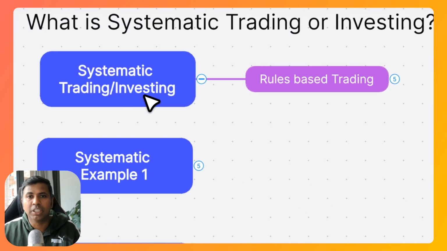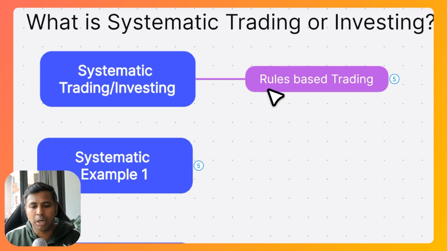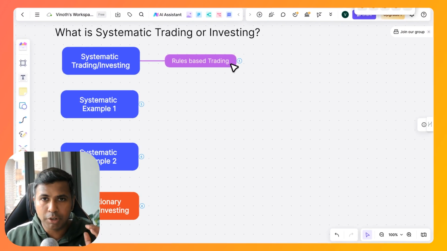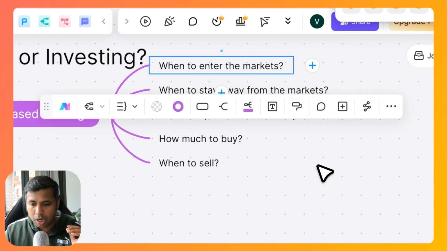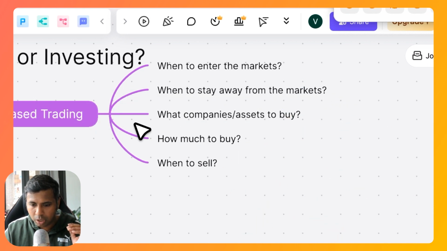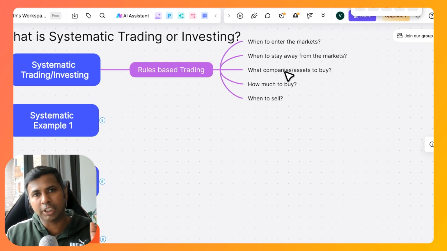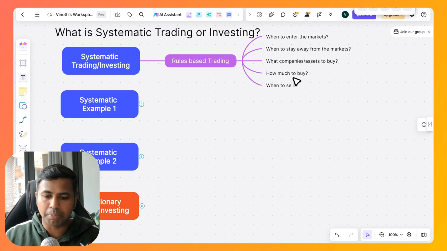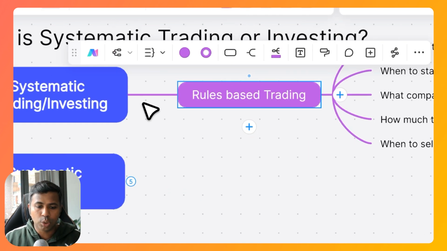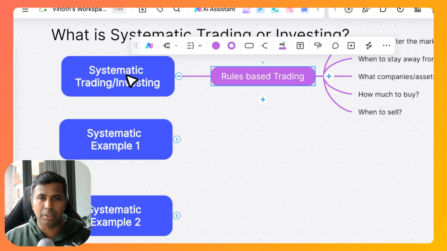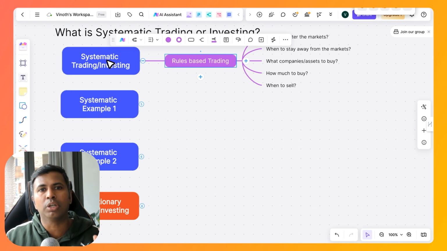Systematic trading or investing is nothing but a rules-based approach to trading. So everything is governed by rules. So what do we mean by rules? When do we enter the markets, when do we stay away from the markets, what companies or assets to buy and how much to buy, and when to sell for a profit or when to book a loss is all governed by a set of rules. So as the name says, systematic means it is a rules-based or systematic way of buying or constructing your portfolio.